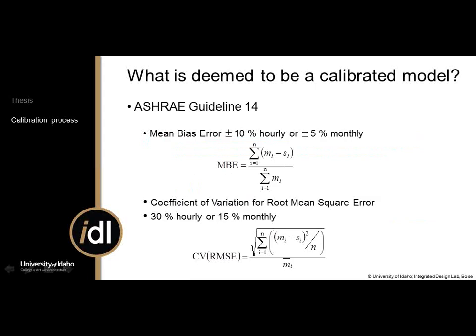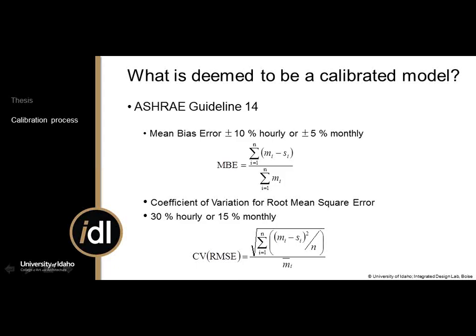So how do you deem a calibrated model? There are currently two methods to arriving at a calibrated model. Currently in the ASHRAE Guideline 14, one is the mean bias error, which, if you take hourly data for the whole entire year, you can be within a tolerance of plus or minus 10%. And if you're using monthly data, you can be within a tolerance of 5%.